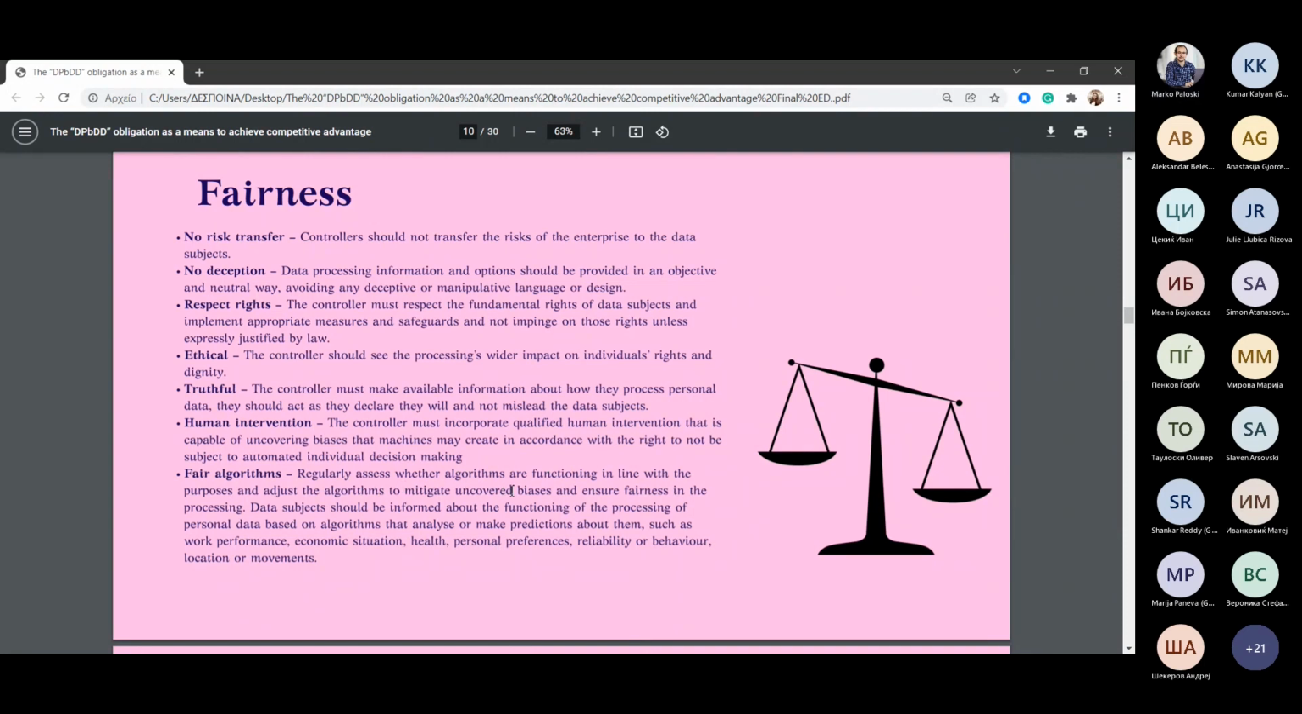Regularly assess whether algorithms are functioning in line with the purposes and adjust to mitigate uncovered biases and ensure fairness in the processing. Data subjects should be informed about the functioning of the processing of personal data on algorithms that analyze or make predictions about them, such as predictions on their work performance, on their economic situation, on health, personal preferences, reliability or behavior, location, or movements.